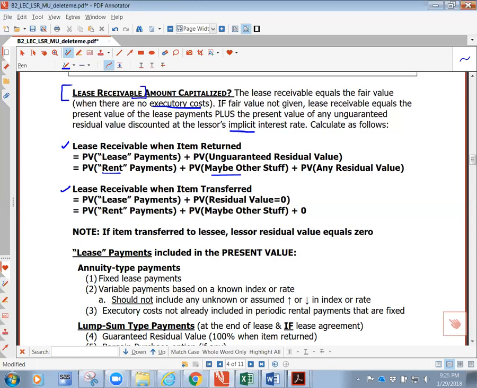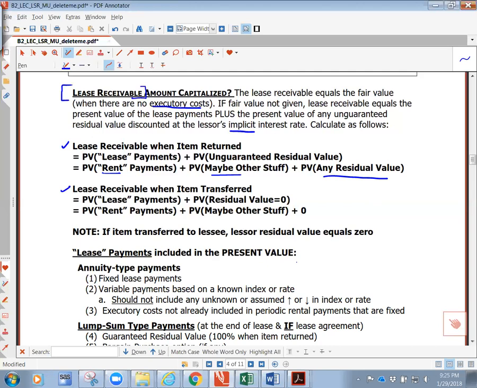Rent payments plus the executory costs are usually an annuity. So if the lease payment includes the rent payment, plus the executory cost, that would be in there. But it also includes, finally over here, any residual value, guaranteed or not. Whenever the item is returned, you're going to take the present value of the residual value because the lessor is going to get it back.